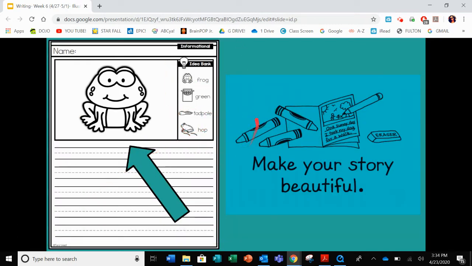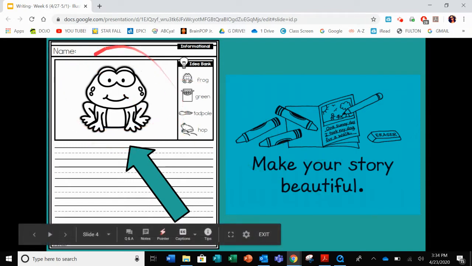Another thing when we're thinking about illustrations, now that we've kind of done a good amount of research with what frogs look like, and the environment they live in, things like that, the life cycle, how they grow, you also want to make sure you make your story beautiful.